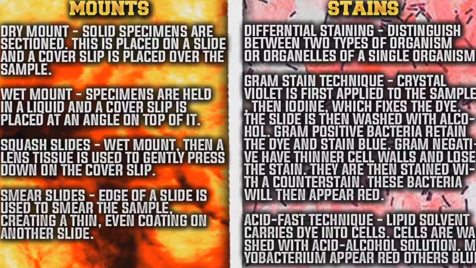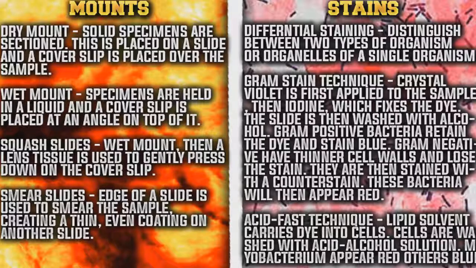Gram stain technique. Crystal violet is first applied to a sample, then iodine. This iodine fixes the dye to the sample. The slide is then washed with alcohol. The gram-positive bacteria retain the dye and are stained blue. The gram-negative have a thinner cell wall and lose the stain. They are then stained with a counter stain and then they appear red. So that's how you can distinguish between gram-positive and gram-negative bacteria.